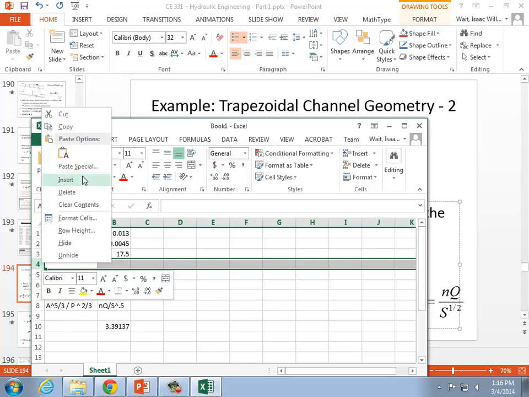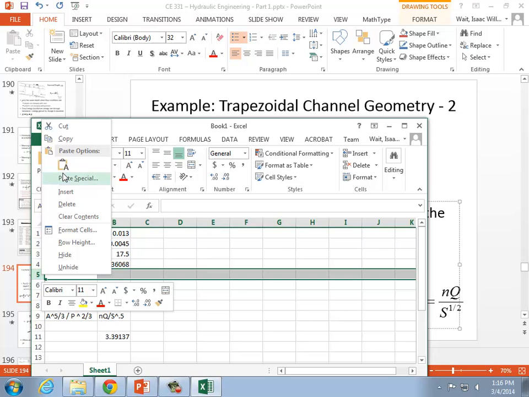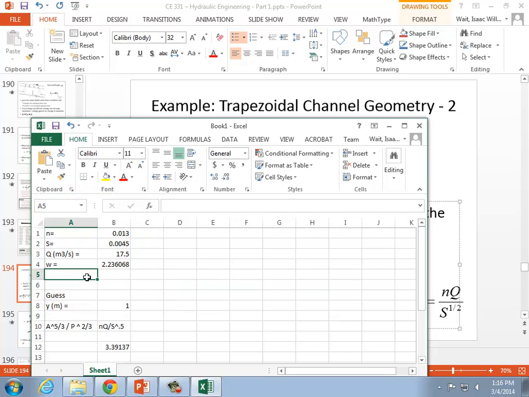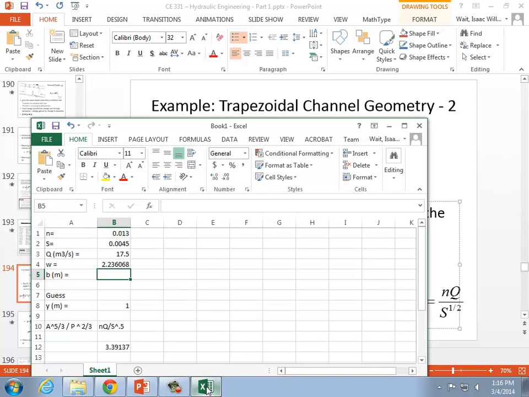So I'm going to need another row for the w that I've just calculated, and that is the square root of 5. Okay, so the bottom width B of the channel is 15 meters. And that's all we need.